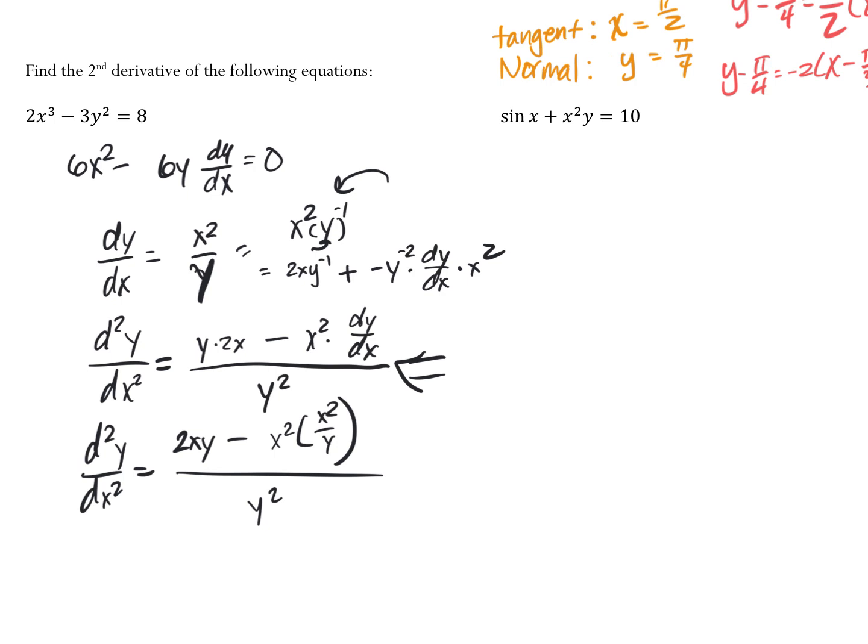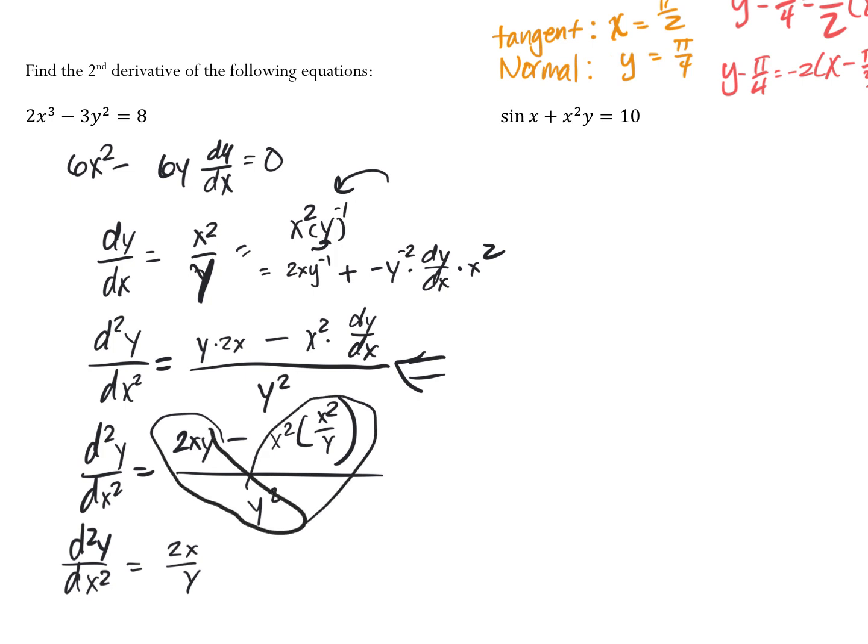And then, personally, I would write this as 2x over y. Like, I would simplify it like this. I would simplify those terms and then simplify these terms, because I think this is much easier to look at. But to each their own. You'll accept the big fraction.